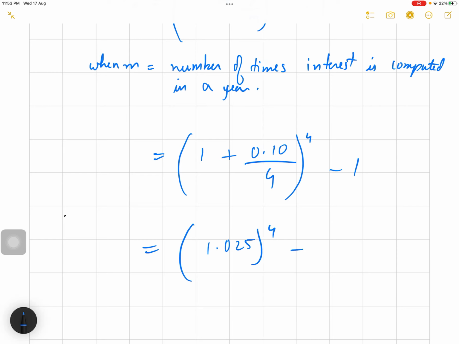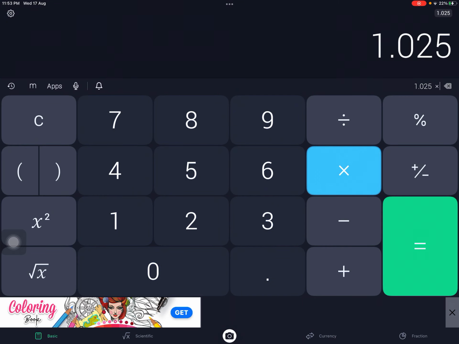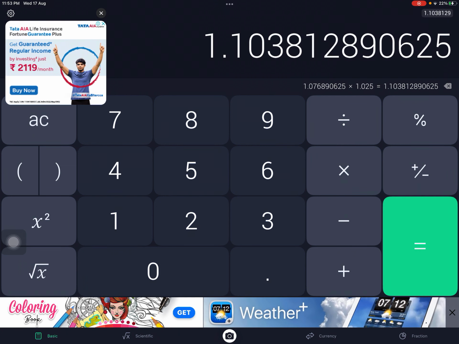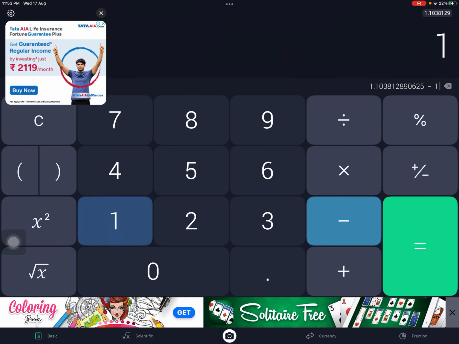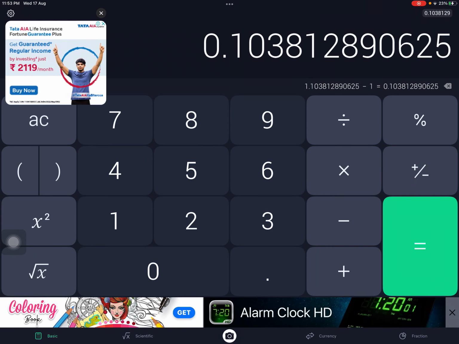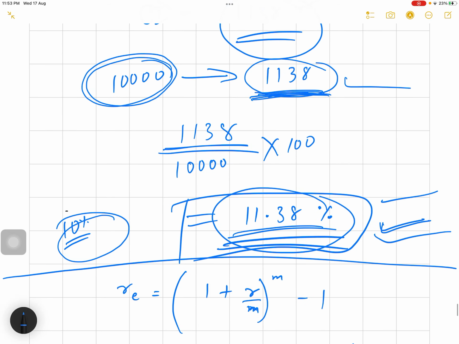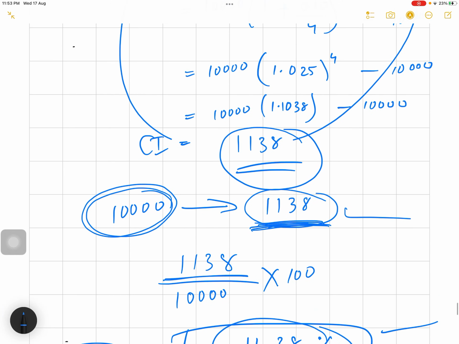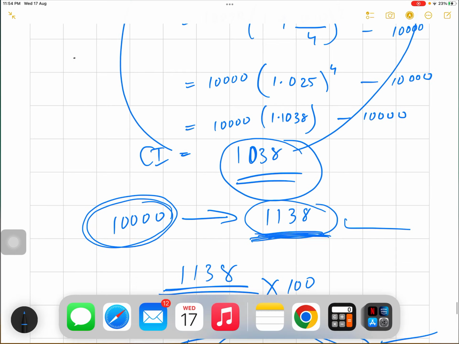So 1.025 raised to 4, minus 1. When you compute this, 1.025 multiplied three times, and then minus 1, it comes to 10.38%. I think I have made some mistake while calculating earlier. It should be 10.38%. Correct, the compound interest comes to 1038, not 1138.